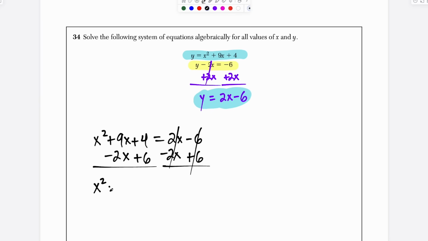9 minus 2 gives us 7, and then we have an x tagging along here. We're just combining like terms. And then 4 plus 6 is 10. So now from here, what we do is we factor this.